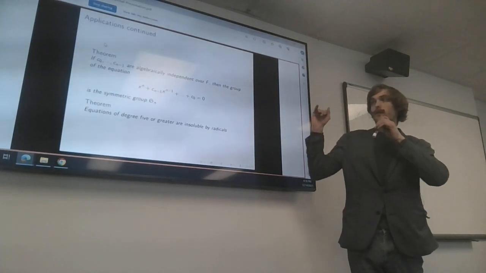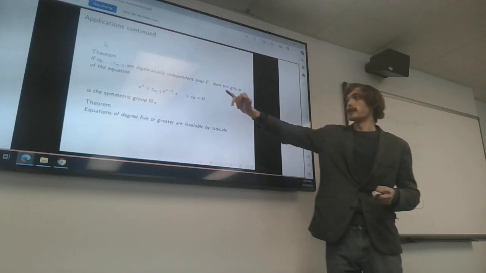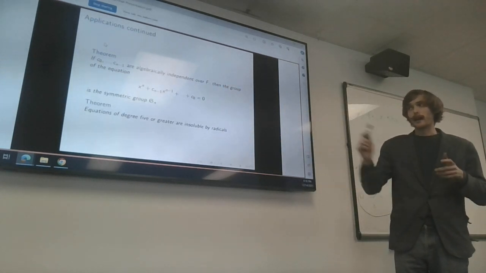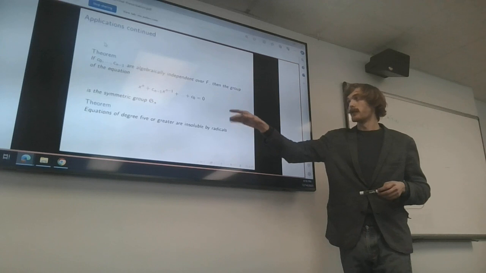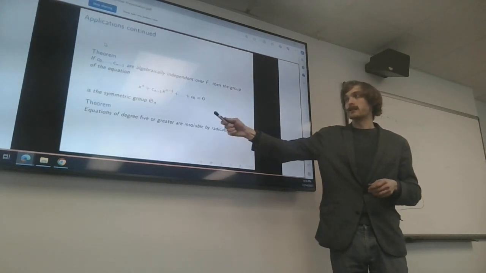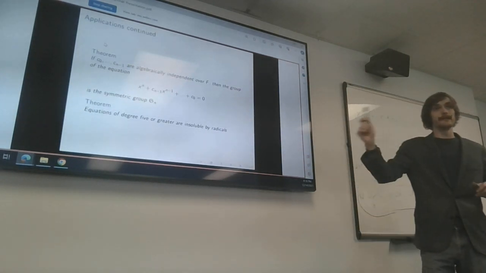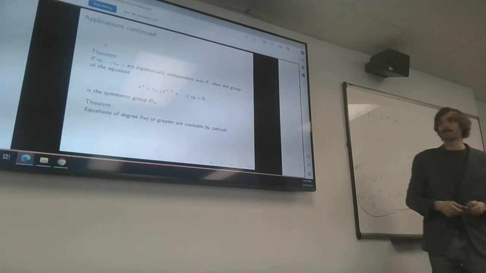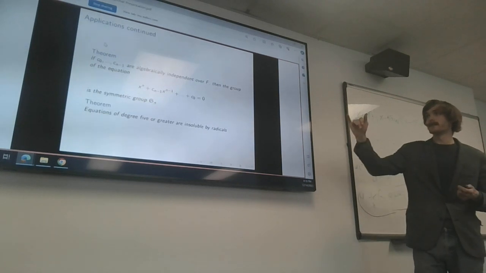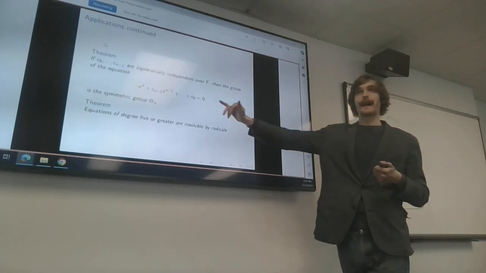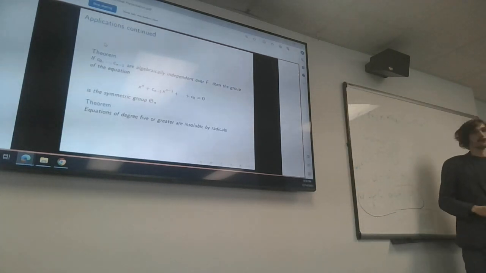Over here we have this theorem that says that if we have a generic polynomial with linearly independent, or algebraically independent, coefficients over f, then the group of the equation is the symmetric group S of n. This leads us to the proof that equations of degree 5 or greater are insoluble by using radicals, because the group S of 5, or the symmetric group of 5 elements, is not a solvable group.